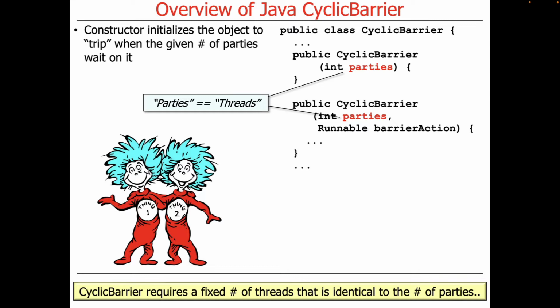CyclicBarrier requires a fixed number of threads where the number of threads is identical to the number of parties. The reason for this is when you call await on a thread, it blocks. Unless you use a timed await, but even then it'll block for the time period. As a result, it's really waiting for the count number of parties, or the parties number of threads, to arrive at the barrier before it can go on.